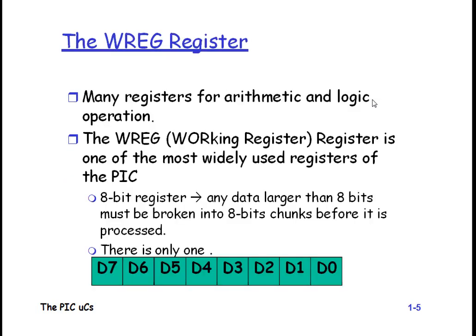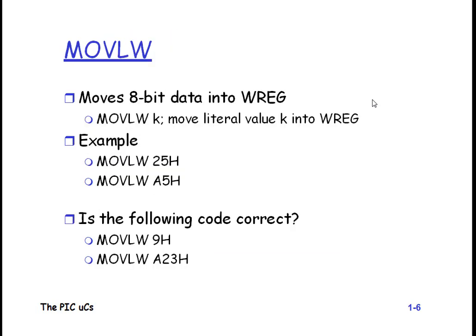First one is the WREG register. The WREG, or working register, is one of the most widely used registers of the PIC. It's an 8-bit register, and if data is larger than 8 bits, it will be broken into different chunks. For example, with 12-bit data, first 8 bits will be processed, and then the remaining 4 bits will be executed, one after another in sequence.